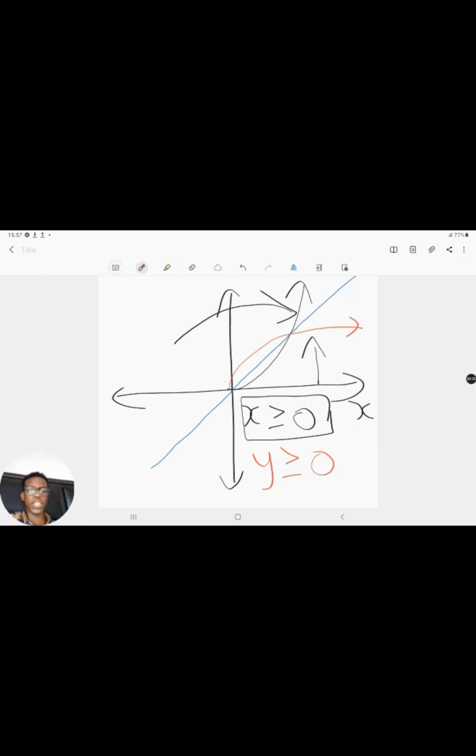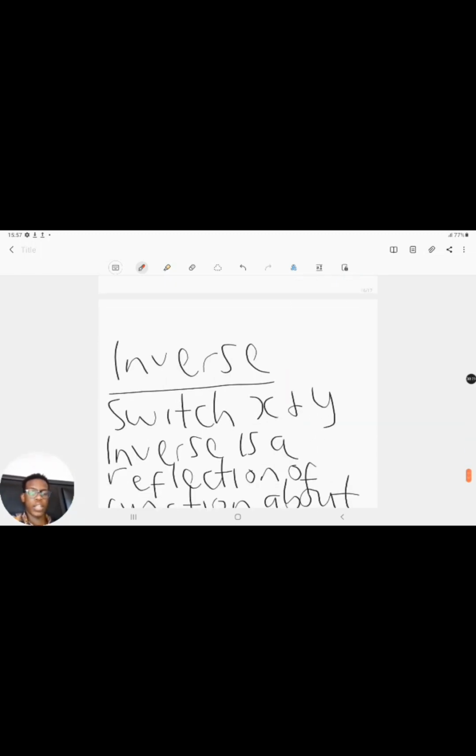Do you see what happened here? The domain became the range, and the range became the domain. So this is what happens when you find the inverse of a function. Okay, so that was the inverse of a parabola, and that is the inverse of a straight line.